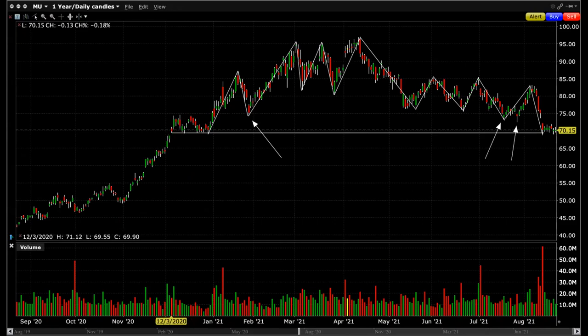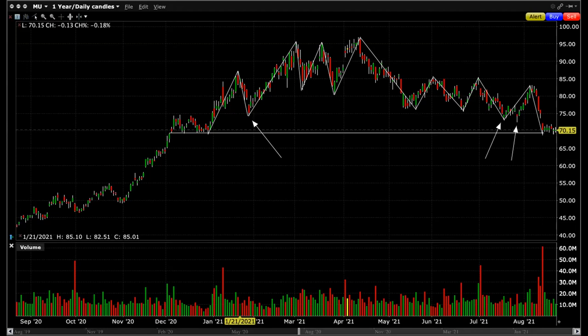The 69.70 area. We've tested it pretty much 1, 2, 3, 4, 5, 6, 7, 8, 9, 10, 11, 12, 13, 14, 15 days, right? So 15 days of accumulation at this level right now. And Micron has a very low forward price-to-earnings ratio of only 6. So very, very good valuation overall.